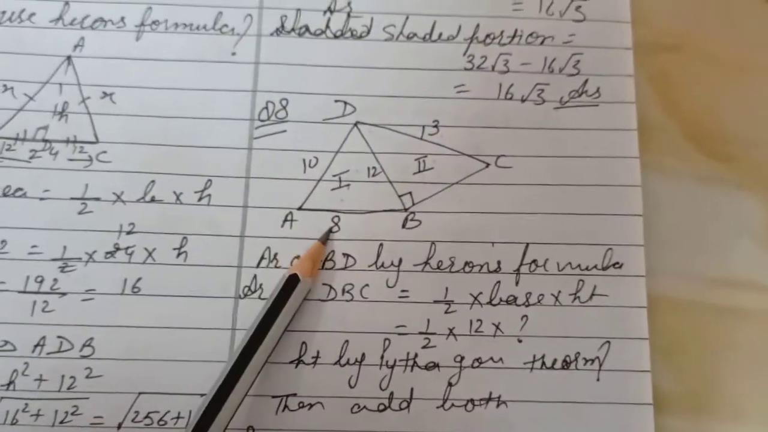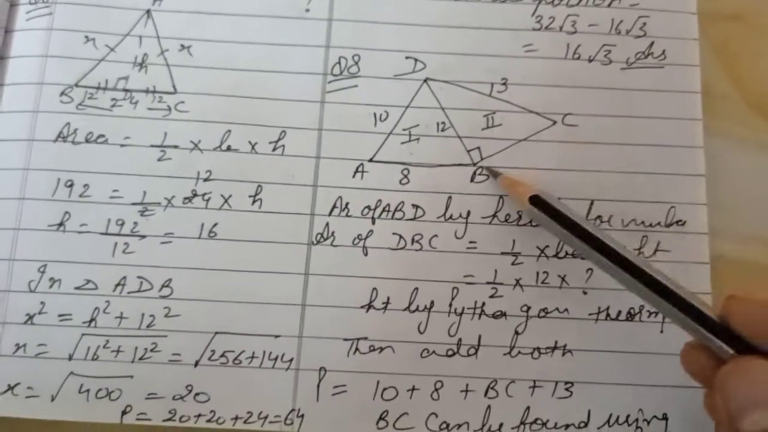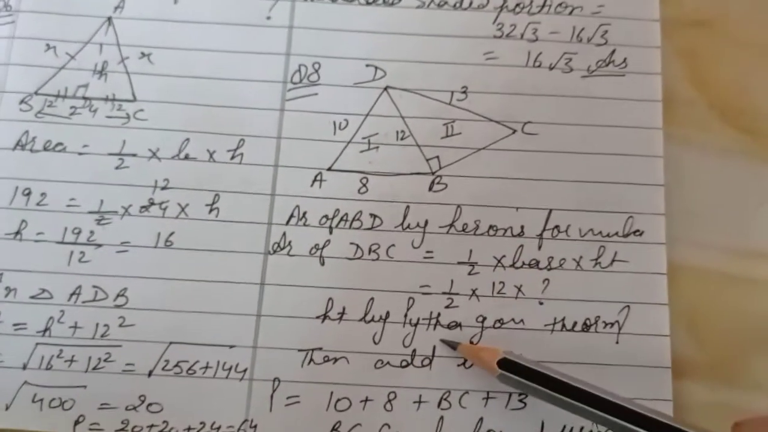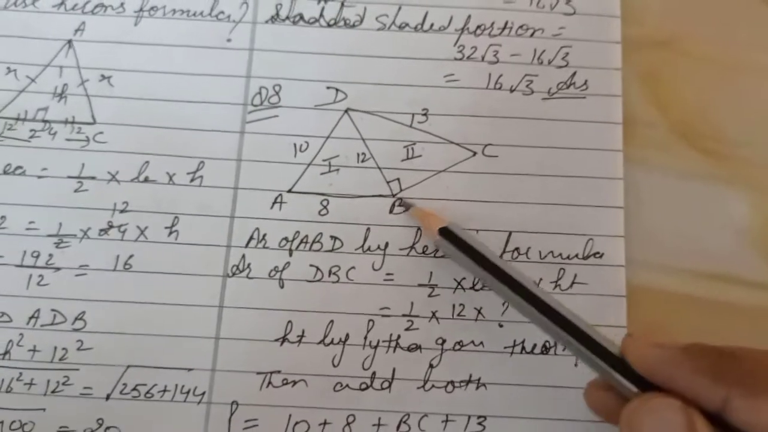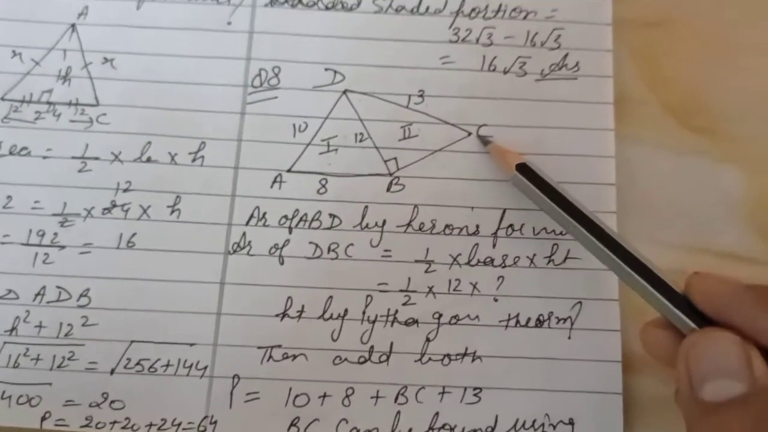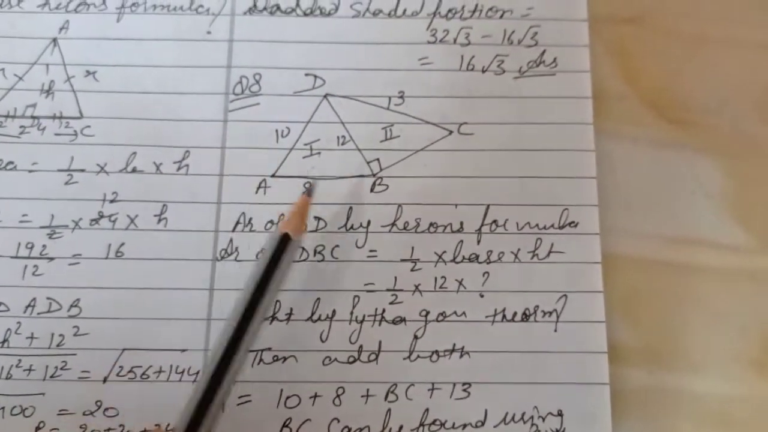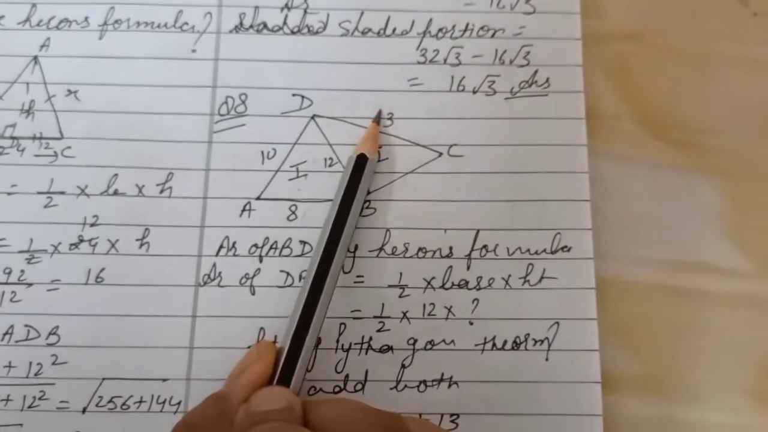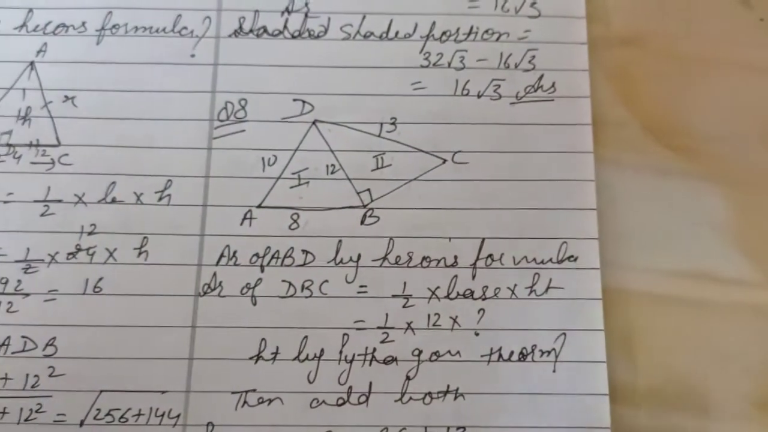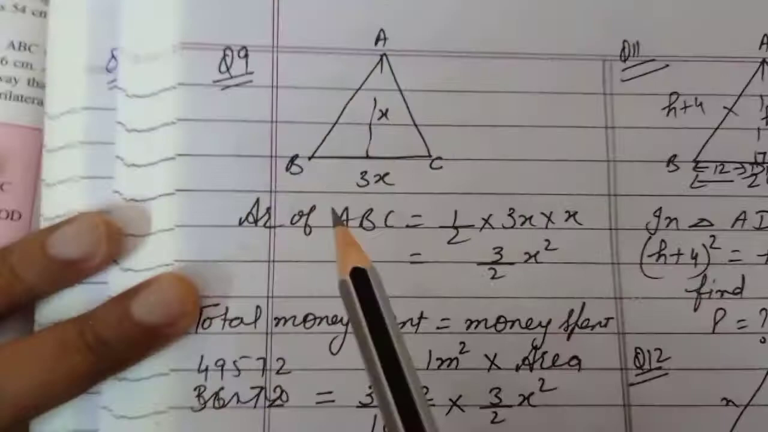That will be 10 plus 8 plus this side we have already found. I did not find it out, but you will find it out using Pythagoras theorem. Clear? So the perimeter will be this plus this plus this plus this side. So that will be the perimeter, the sum of all sides.